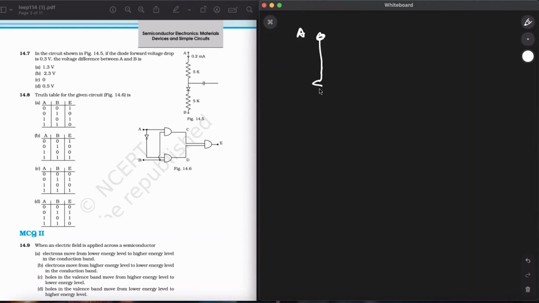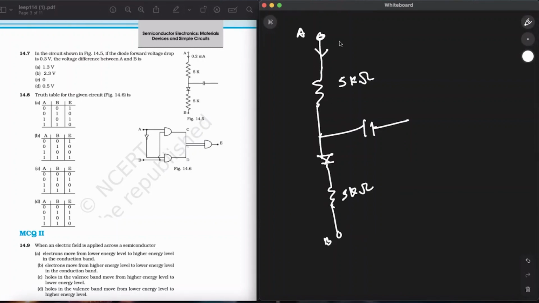Point A. So 5 kilo ohm resistance over here. Okay, a capacitor going over here, a diode over here, a 5 kilo ohm resistance again, and then we have point B. Okay, so what has been given in the question is there's a 0.2 milliampere current, 5 kilo ohm over here, 0.3 volt. Okay, 5 kilo ohm over here. So that has been given to us already.